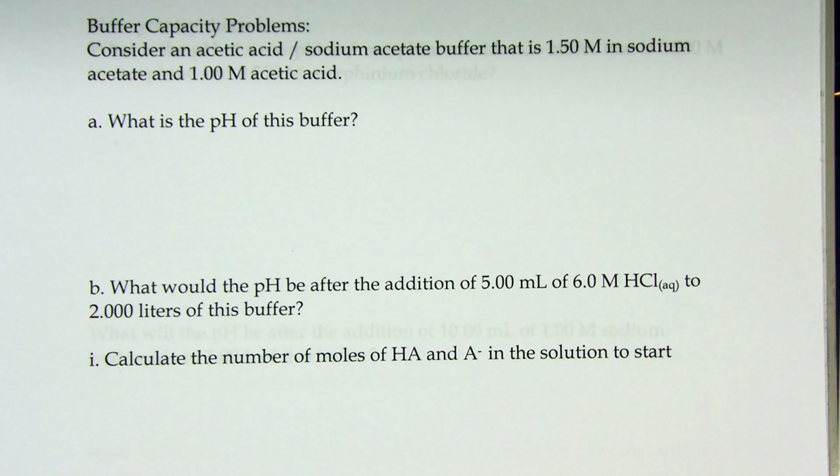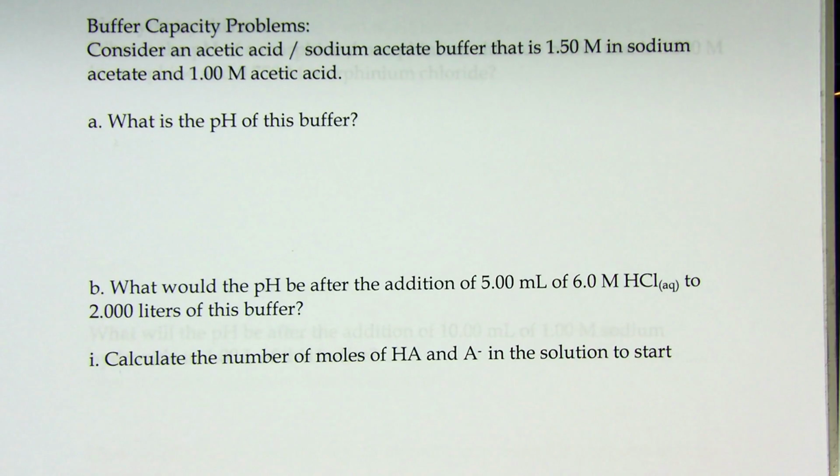Let's talk about buffer capacity. We've mentioned this before when we were talking about how to make a buffer. Buffer capacity tells us how much strong acid, loose hydrogen ions, or strong base, loose hydroxide ions, a buffer can compensate for without seeing a large change in pH.